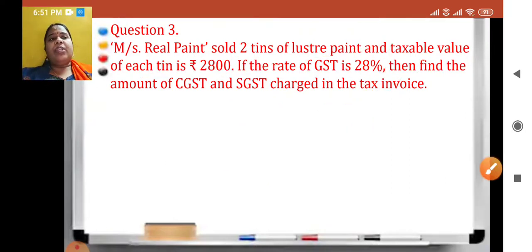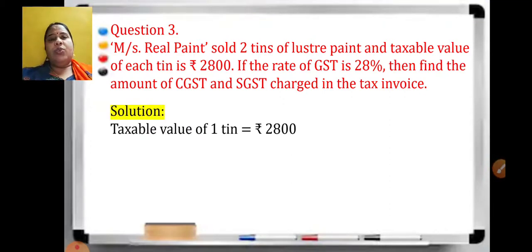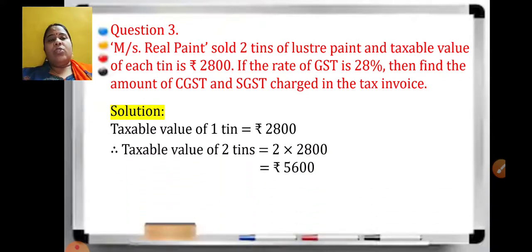There are many ways of doing this sum. Whichever way you understand, you can do it. Now let's see the solution of it. Taxable value of 1 tin is 2800. Now how many tins are sold like this? Just see here, 2 tins, right? So let us find out the taxable value of 2 tins. It will be 2800 into 2, that is 5600. Now I told you first only there are many ways of doing it. One of the ways is, rate of GST is given to you. You directly find out 28% of 5600, that will give you GST amount. Okay, you divide it by 2, you will get CGST and SGST.